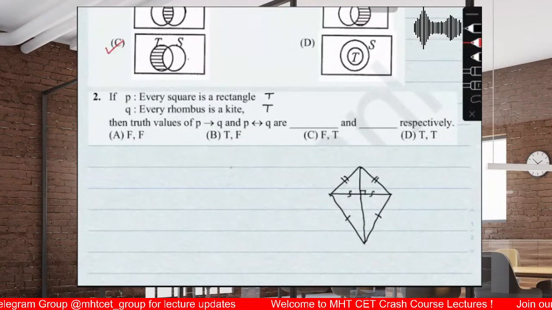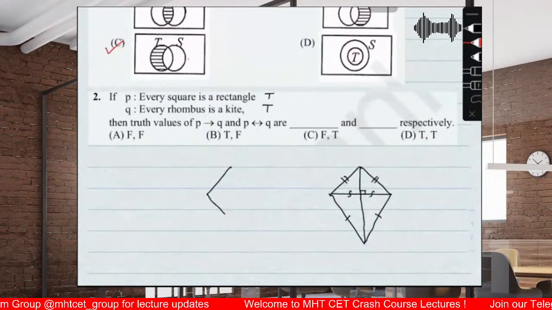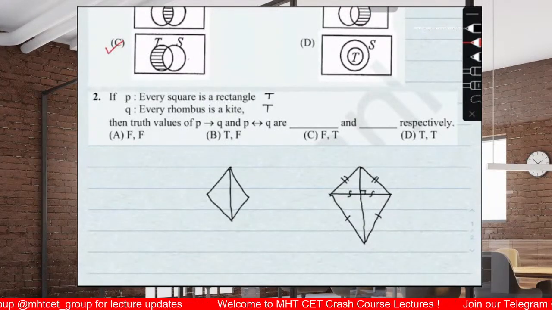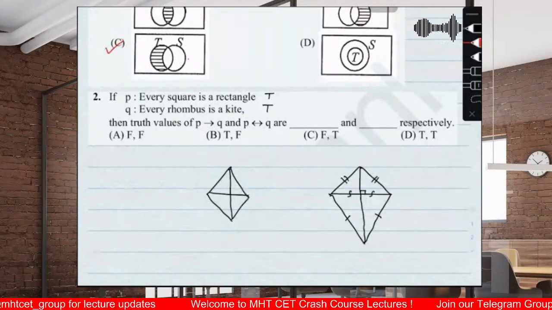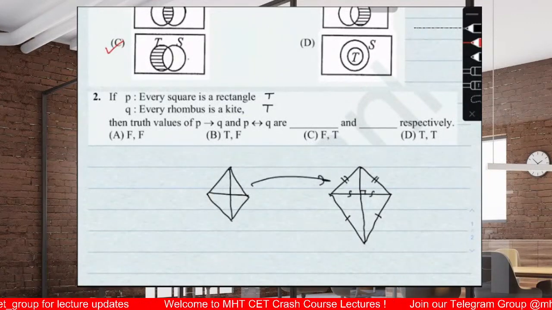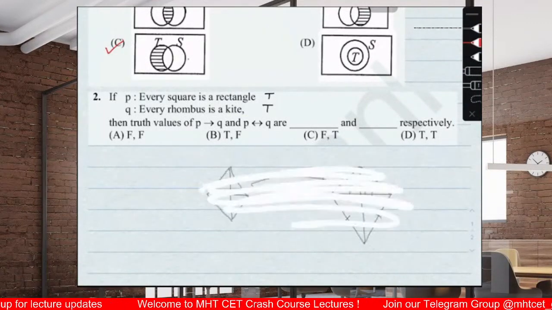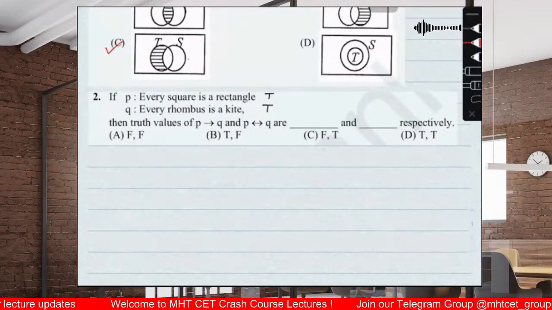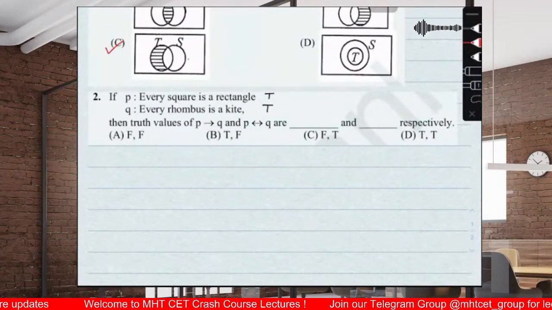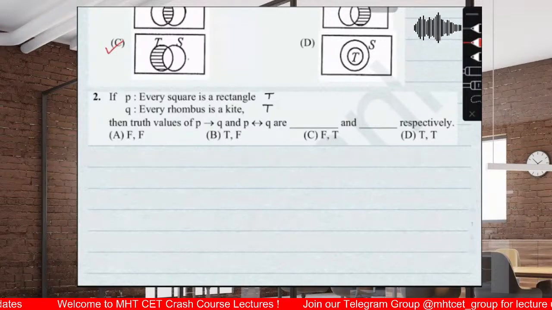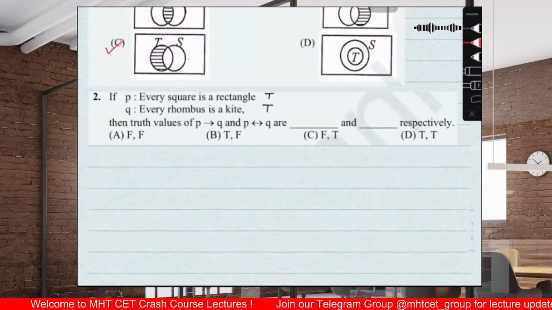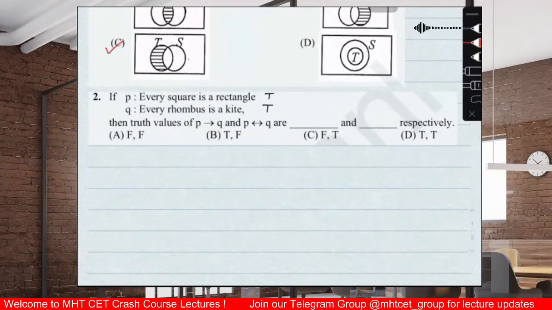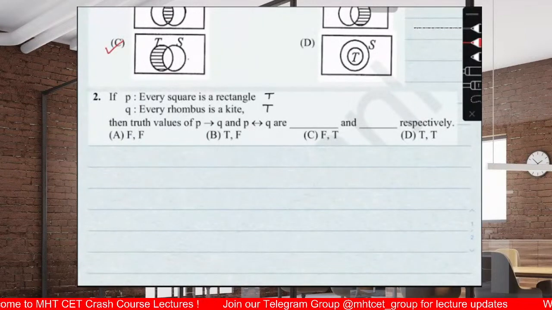ठीक है. So कोई भी rhombus ले लो, it will satisfy all these properties. So every rhombus is a kite. Is this clear? Kite की definitions याद रखो. Two pairs of adjacent sides are congruent and longer diagonal is perpendicular bisector of the smaller diagonal. Is this clear? Or you want me to write?